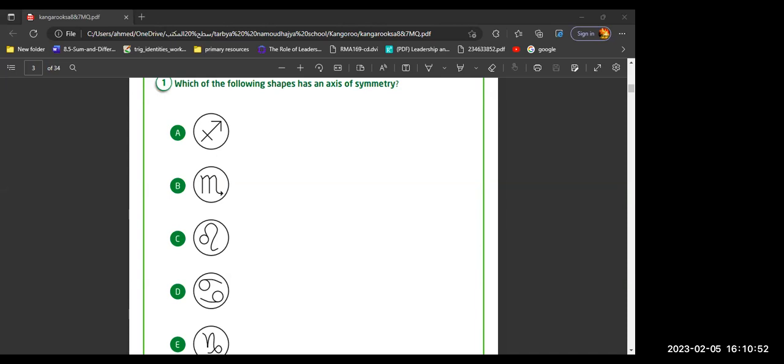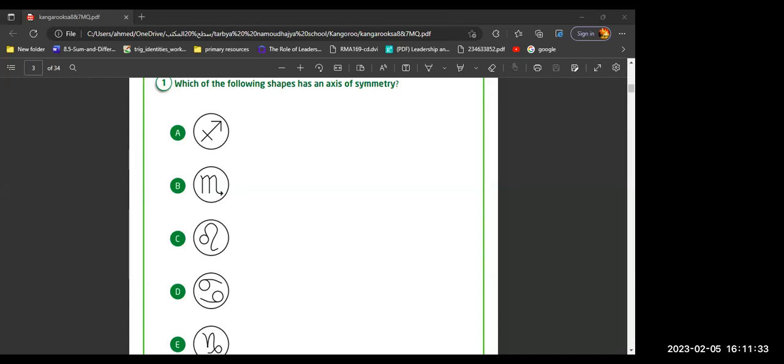do you know what is the meaning of the axis of symmetry? Yes or no? Yes, sir. Someone give me the definition. The axis of symmetry is where both sides have the same look, I guess. All right, another definition. All right, so I'm going to explain it first.